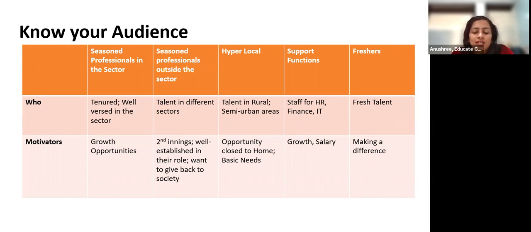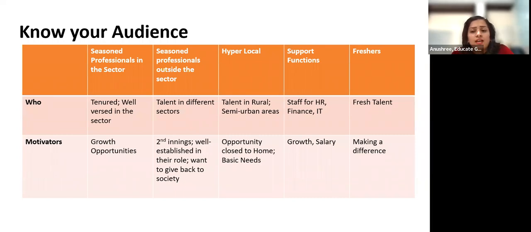As per Maslow's hierarchy, I think basic needs would definitely be the most important. Salary would be the most important. The benefits that the organization offers are the most important. It's an opportunity to work closely from home. So how do you tap on these motivators? This is what you would look into.